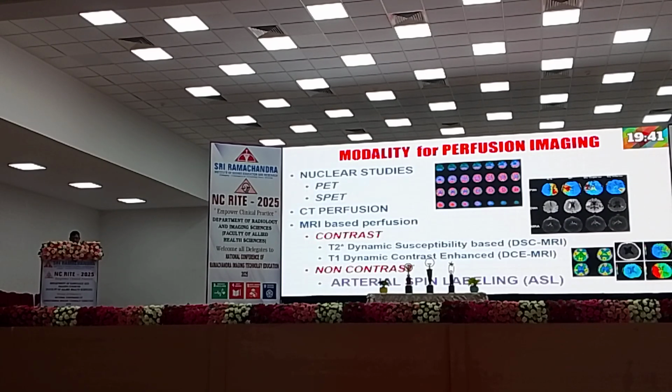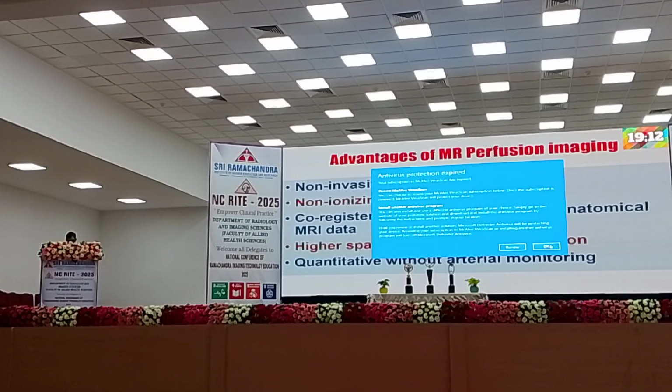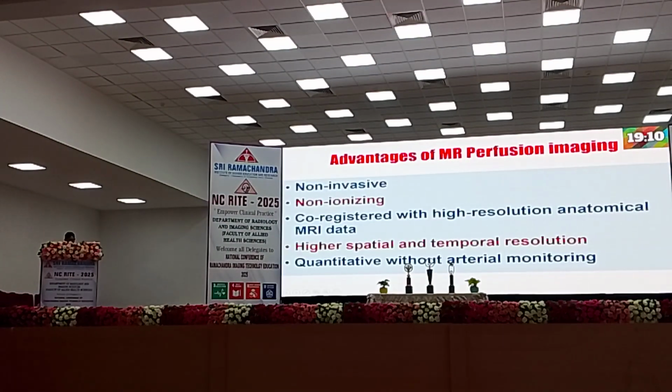So the modalities for perfusion imaging: PET and SPECT for nuclear studies, CT perfusion for CT imaging, and MRI-based perfusion, contrast and non-contrast. The T2 dynamic susceptibility contrast, DSC, is contrast. Another one is T1 dynamic contrast enhancement, which is also contrast imaging. Another one is non-contrast imaging, that is arterial spin labeling. The advantages of MRI perfusion are that it is non-invasive, non-ionizing, has co-registration with high resolution anatomical MRI data, higher spatial resolution and temporal resolution, and is quantitative without an arterial monitor.